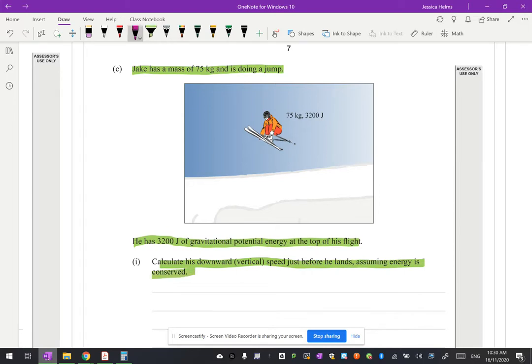All right, so he's at the top of his jump here. Now, at the top of his jump, he has complete gravitational potential energy, and that potential energy is equal to 3,200 joules. And then as he falls, that energy is converted into kinetic energy. So just before he lands, all that energy has been converted into kinetic energy, because it's like a sliding scale between the two. And because we're assuming energy is conserved, we're assuming that that kinetic energy is 3,200 joules as well.